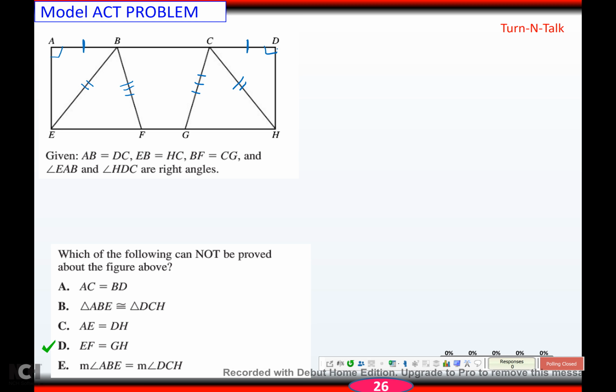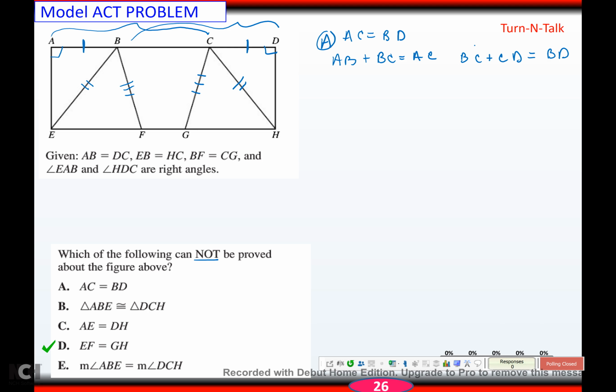Okay? Alright, so it says which of the following cannot be proven about the figure above? Well, if I look at A, they want me to prove that AC is equal to BD, from here to here is equal to from here to here. Well, you can do that with segment addition. I can say that AB plus BC equals AC, and I can say that BC plus CD is equal to BD.